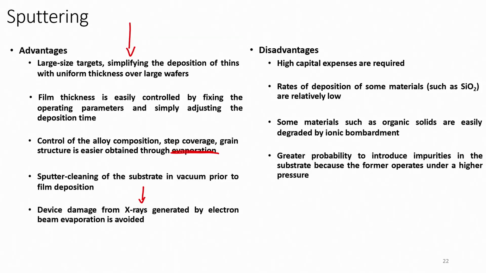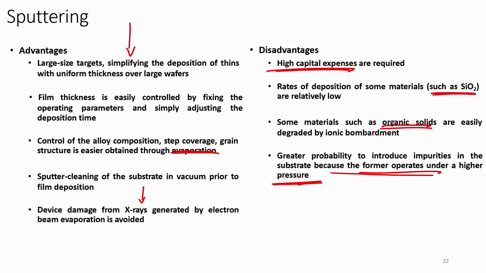What are disadvantages? Disadvantages, first is high capital expenses. Second is rate of deposition of some materials such as silicon dioxide are relatively low. Next is some materials such as organic solids are easily degraded by ionic bombardment. Final point is greater probability to introduce impurities in substrate because it operates under high pressure. So, the probability of introducing impurities into the substrate is higher in case of sputtering, right.